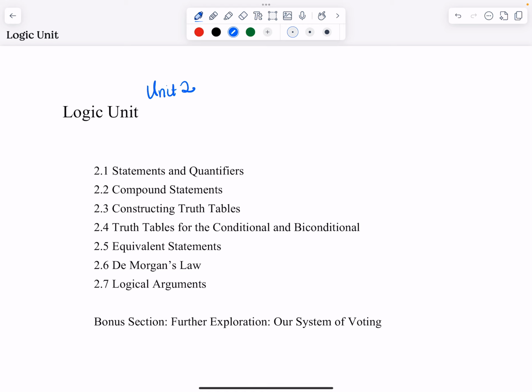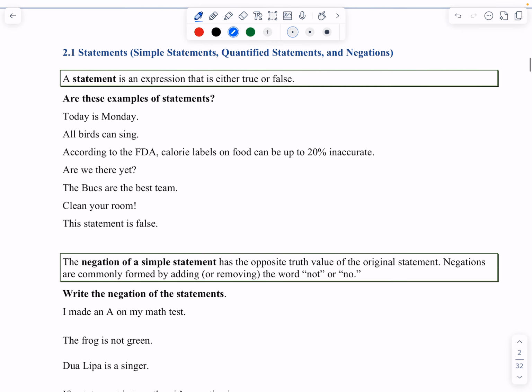This is the start of Unit 2, which goes over logic. So the first section that we're going to look at in the logic unit is statements and quantifiers. So let's go ahead and check out 2.1.